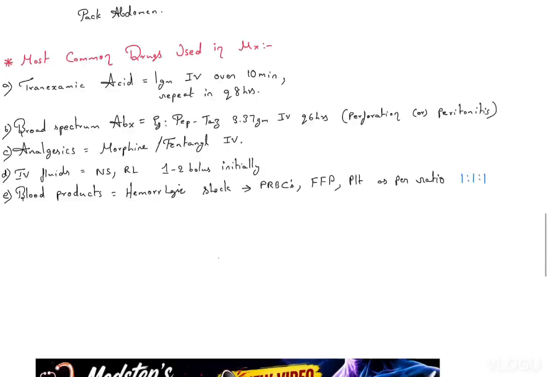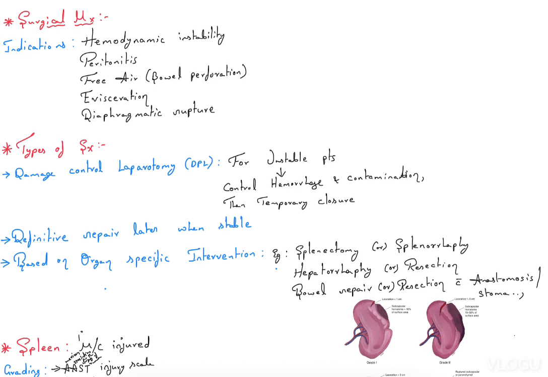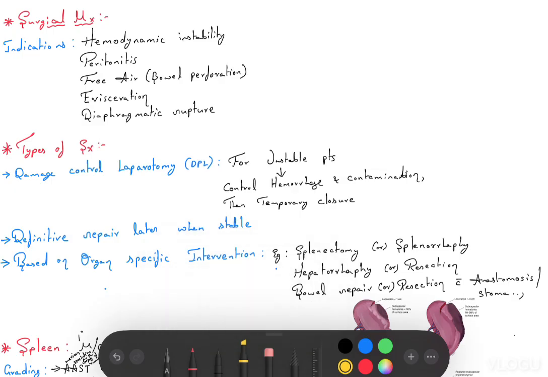So now we are going to discuss surgical management of abdominal trauma. Under surgical management, we can see the absolute indications for laparotomy. The patient must be hemodynamically unstable, or have peritonitis, or any evisceration, or free air under the diaphragm, or hollow viscus perforation, or a positive FAST with shock. Then what do we have to do?